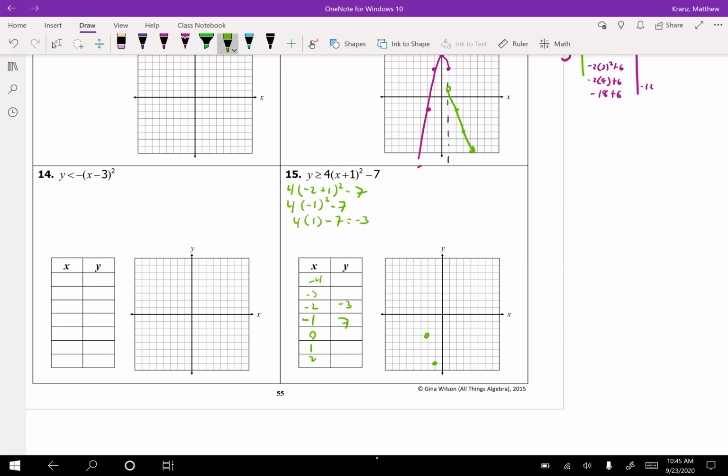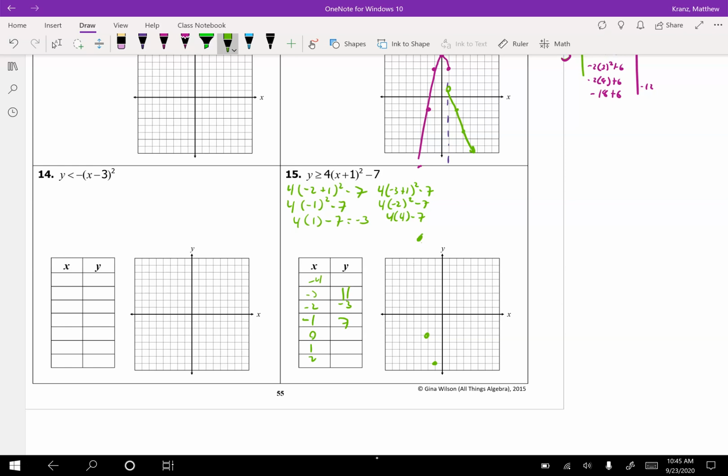All right, so let's try -3. 4 times -3 plus 1 squared minus 7. 4 times (-3 plus 1) is -2 squared minus 7. 4 times 4 minus 7. So 16 minus 7 is 11. So (-3, 11). So that's going to be all the way up, probably about there.